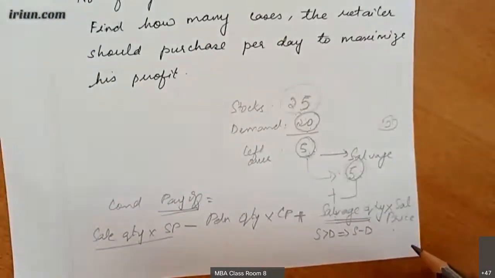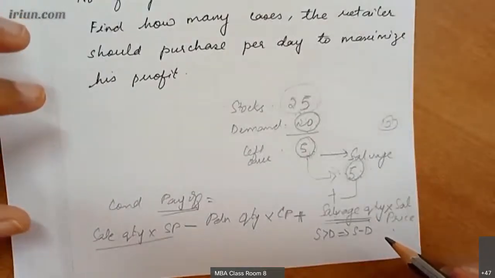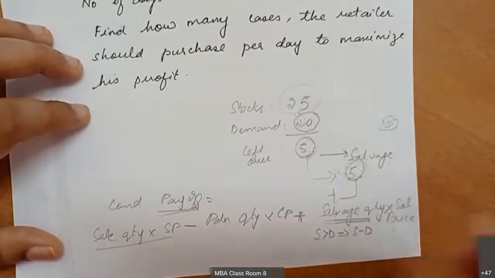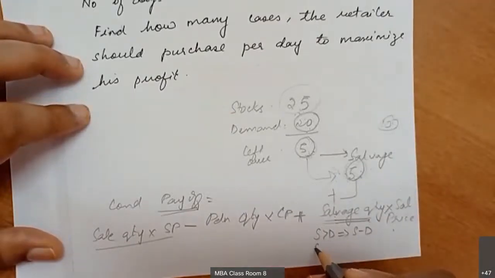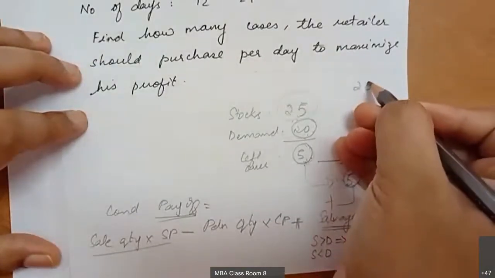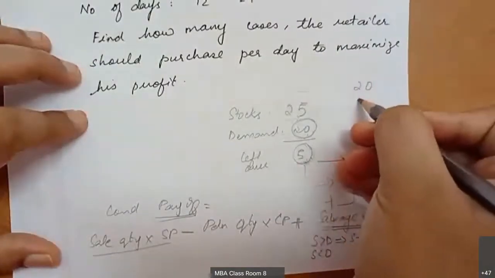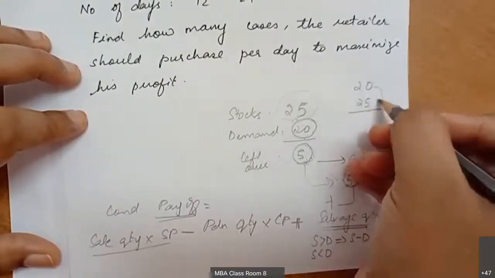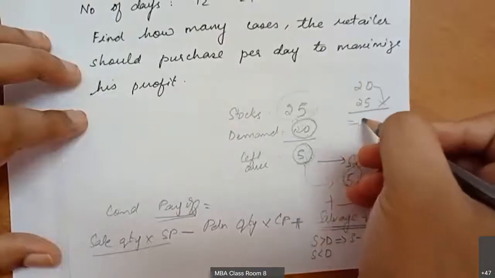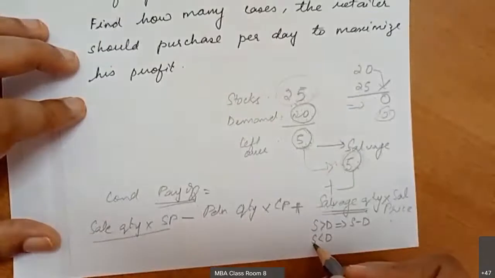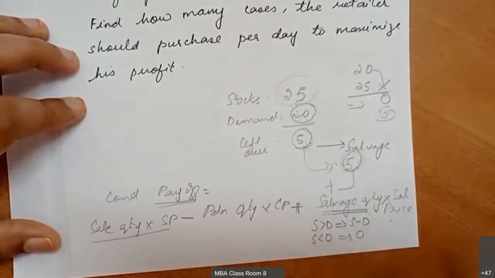Salvage is only the leftover. When demand is greater than the supply, will there be any leftover? Very good. When the supply is lesser than the demand, say you have 20 newspapers and the demand came for 25 newspapers, all these 20 newspapers will be sold. Will there be any leftover? No, the leftover will be 0. So when supply is lesser than the demand, our salvage quantity is going to be 0.